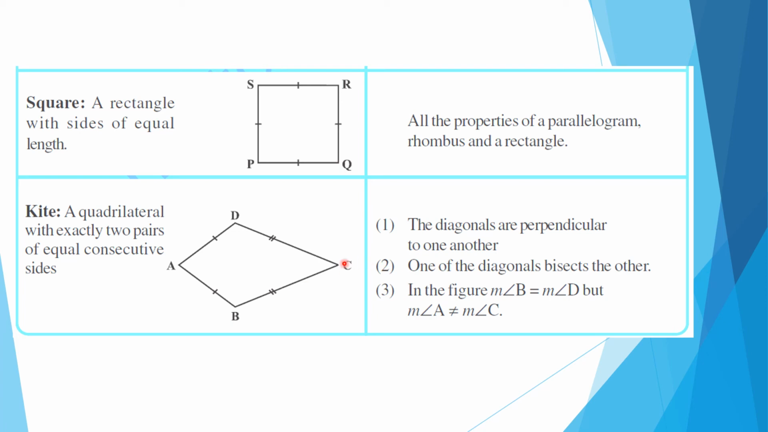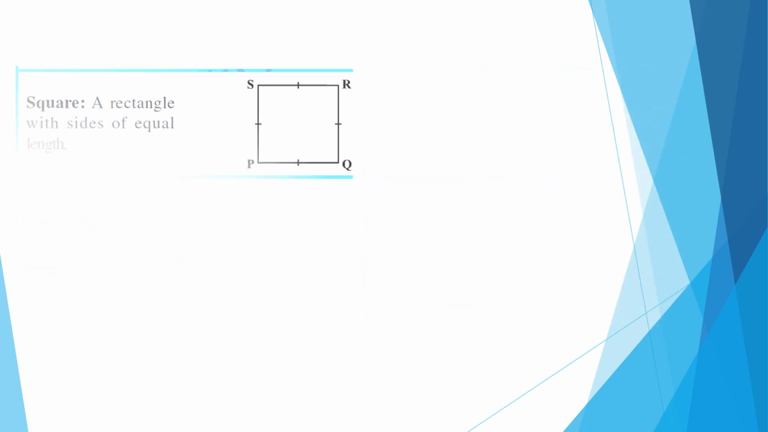So the first property we will write is that the adjacent sides are equal, then the diagonals are perpendicular to one another. If you make its diagonals, they are perpendicular to each other. This is the first diagonal AC and this is the second diagonal BD. They are not equal, but they are perpendicular to each other. This is the property of the kite. And in the figure, the measure of angle B is equal to the measure of angle D. One pair of opposite angles here is equal, but the other pair of opposite angles is not equal.